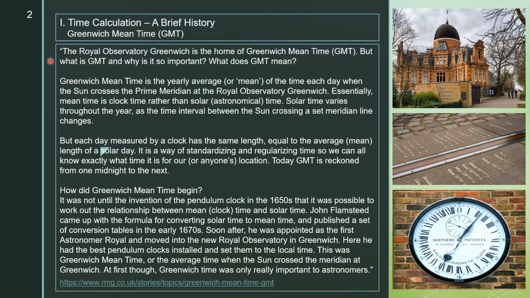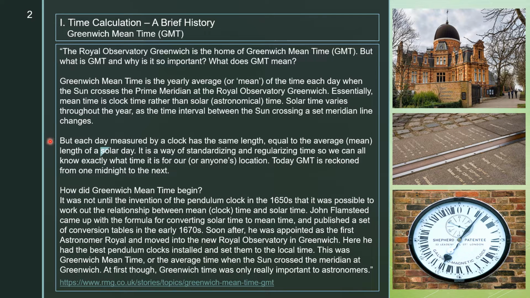What does GMT mean? Greenwich Mean Time is the yearly average or mean of the time each day when the sun crosses the prime meridian at the Royal Observatory Greenwich. Essentially, mean time is clock time rather than solar astronomical time. Solar time varies throughout the year as the time interval between the sun crossing a set meridian line changes.